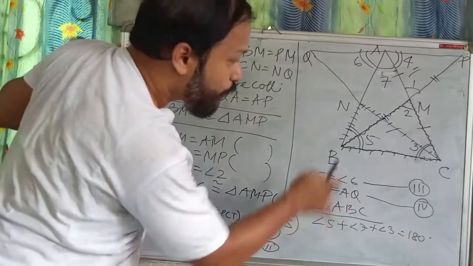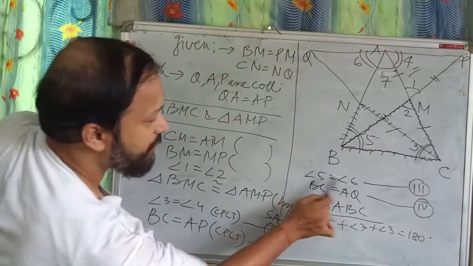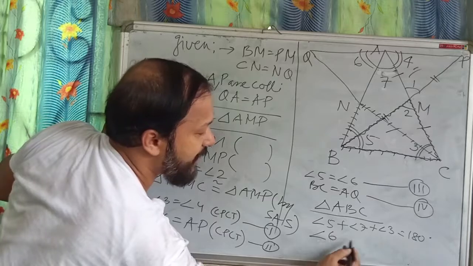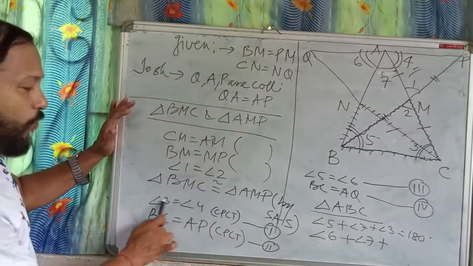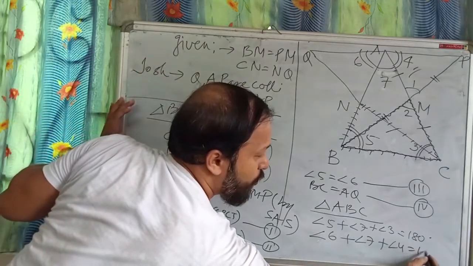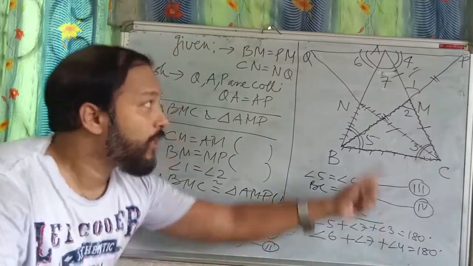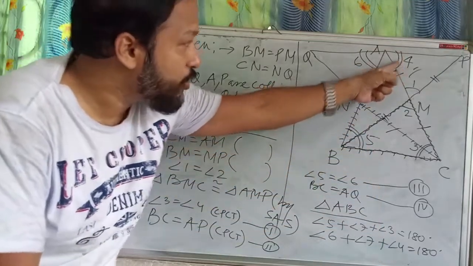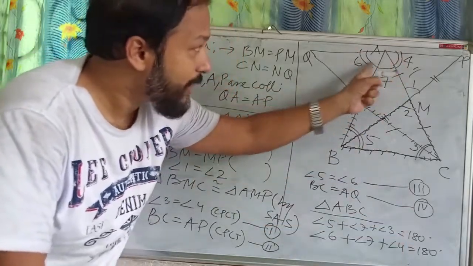Okay. Now, what is angle 5? We know that angle 5 is angle 6. Right, angle 6 plus angle 7 plus angle 3. What is angle 3? Angle 4. Right, angle 4 equal to 180 degrees. Now, what does it mean? 6 plus 7 plus 4, this total is 180 degrees.